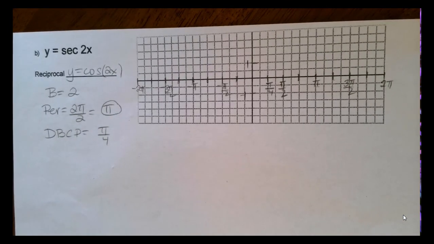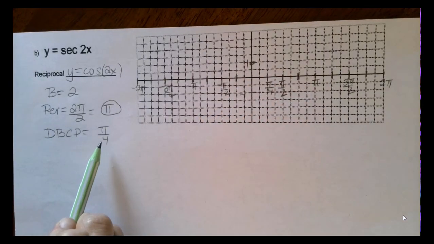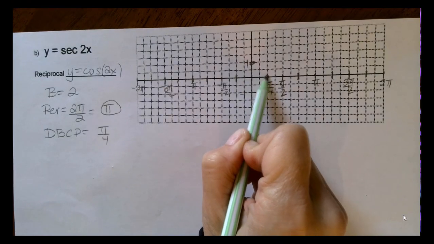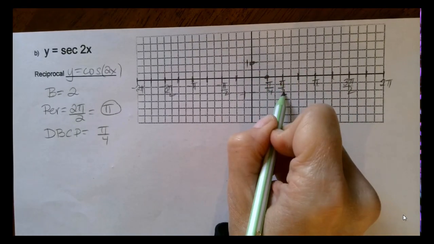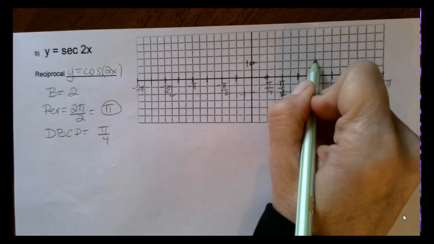Okay, so let's go and graph cosine of 2x. Remember that cosine starts at the maximum, so at 0 it's going to be at 1. Since the distance between critical points is pi over 4, at pi over 4 it's now going to be at the x-axis, and then at pi over 2 it's at the minimum. So these critical values are going to be every 2 spaces.